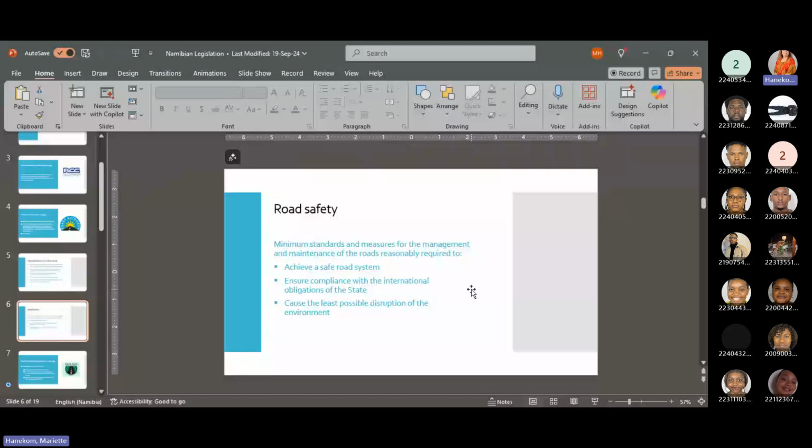And of course, that transportation and roads cause as little damage as possible, the least possible disruption of the environment. So involved in road safety, but by way of ensuring that the minimum standards of quality have been met to make sure that our road system is safe. I'm sure you all know, and we can all be proud, that Namibia's road safety is definitely one of the best, at least in Southern Africa.